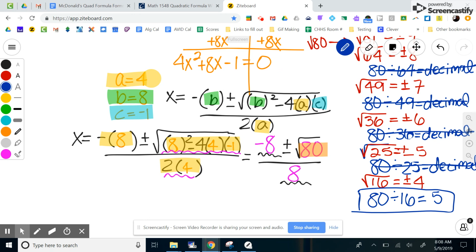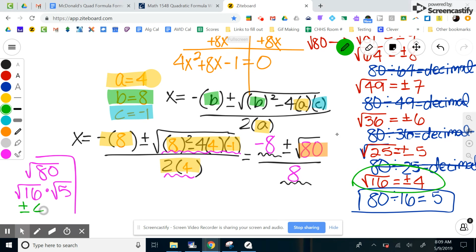And off to the side, I'm just going to simplify my square root of 80. When I did it, square root of 16 fit in evenly, and I got 5. So I got square root of 16 times square root of 5. I know square root of 16 is plus or minus 4. So I got plus or minus 4, and I've still got my square root of 5. And I'm ready to sub that in for the square root of 80.